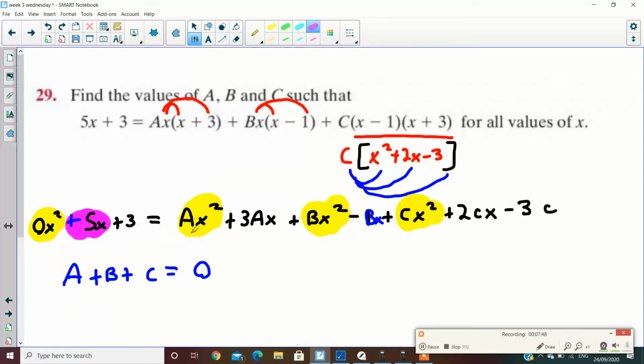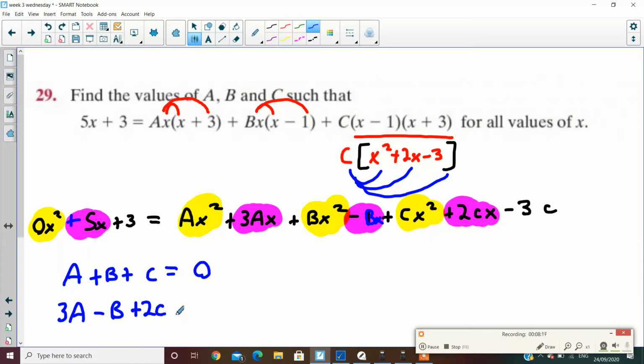5x equals what? 3ax plus bx plus 2c. So what am I going to write next? What do I need to write down? 3a, yeah, what's next? Minus b, what's next? Plus 2c equals 5. Finally, the easy part. What can I write here?